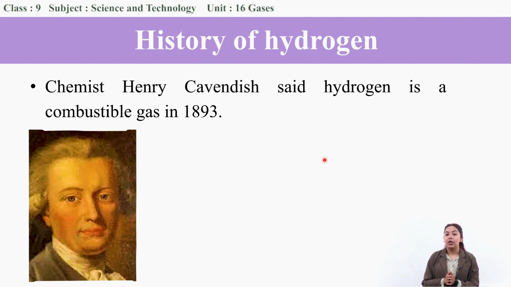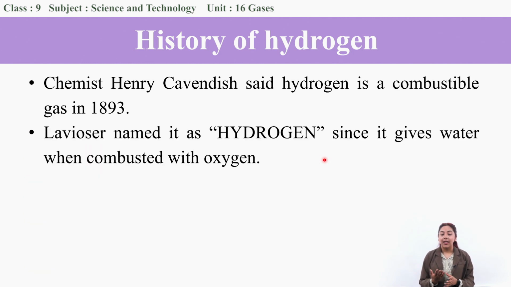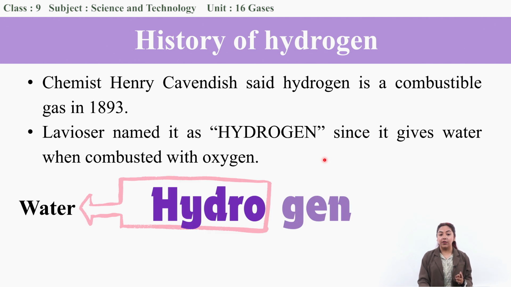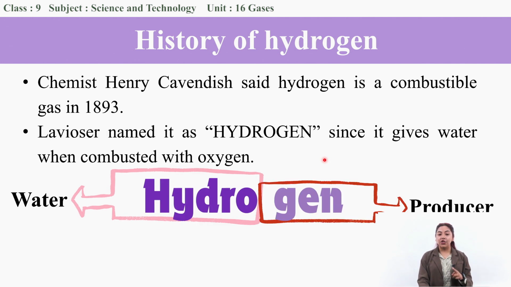Now let us study a little about the history of hydrogen. Chemist Henry Cavendish said that hydrogen gas was a combustible gas in 1893, but at that time he did not name this gas hydrogen. He just said that this gas is a combustible gas. Later on, Lavoisier named this combustible gas hydrogen. Why? Because it gave water when it was combusted with oxygen. So the name hydrogen was given because hydro means water and gen means producer. So this combustible gas produced water when it was combusted with oxygen. That's why the name hydrogen was given.